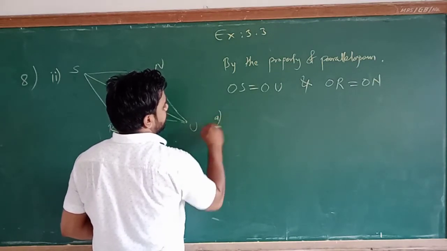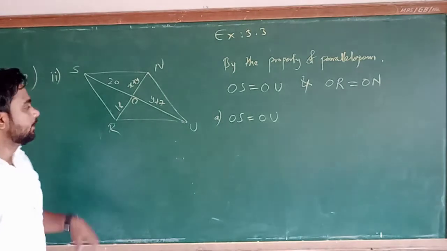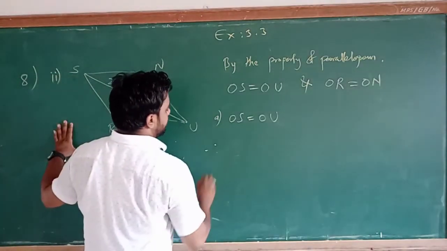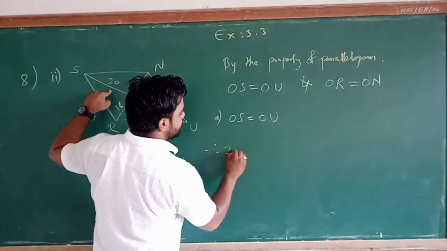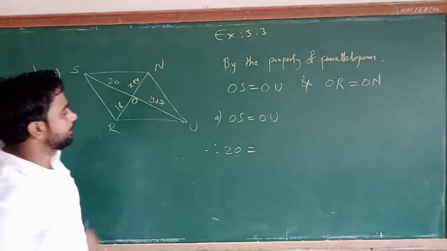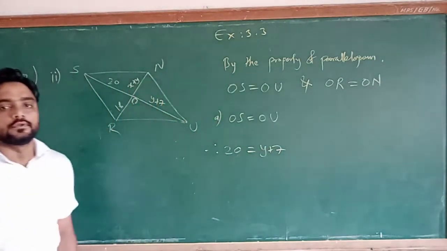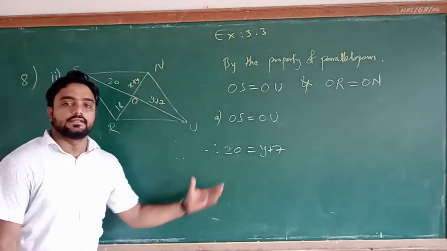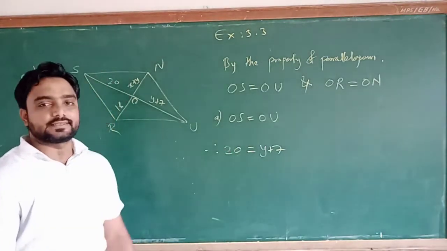Okay, so taking first thing, that is OS is equals to OU. Okay, so what is the value of OS? Therefore OS is equals to how much? 20. It is given to you how much? 20 is equals to what is the value of OU? Y plus 7. Now very much easy, एक linear equation ही बन गया है. आप यहाँ y की वैल्यू easily find कर सकते हो by changing the side of 7.